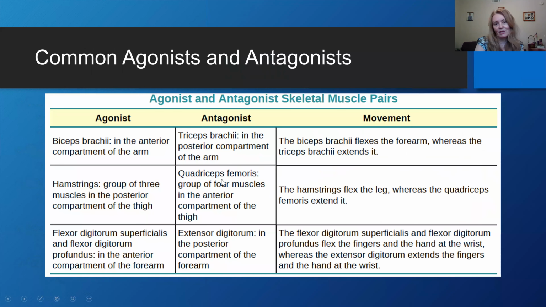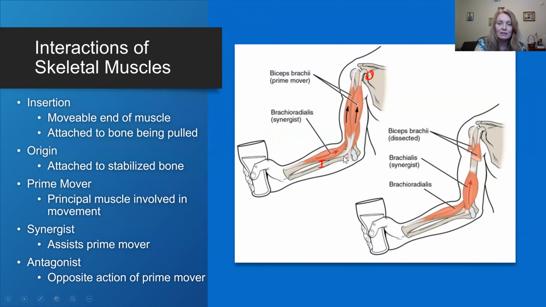Right, so over here, everything is really explained nicely in this table. So you have the agonist biceps brachii, and it's in the anterior compartment of the arm. Then you have the antagonist triceps brachii in the posterior compartment of the arm. And this table, unfortunately, doesn't include synergists that we just mentioned. So synergists for biceps brachii will be brachioradialis and brachialis.